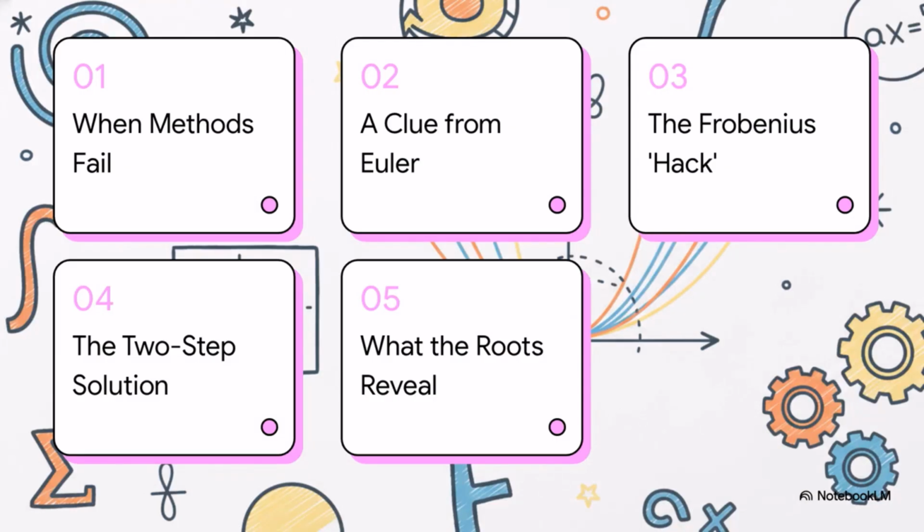All right, here's our game plan. We're going to start by seeing exactly why our standard tools fail. Then we'll uncover a really clever clue left behind by the great mathematician Euler. After that, we'll dive into the Frobenius hack itself, break down how it works step by step, and finally, we'll see how the answer it gives us can take on some pretty wild and surprising forms.